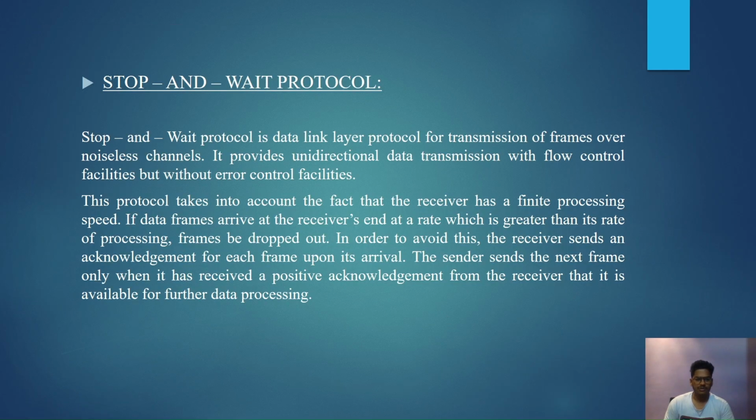So next we have the stop and wait protocol. The stop and wait protocol is a data link layer protocol for transmission of frames over noiseless channels. It provides unidirectional data transmission with flow control facilities but without error control facilities. This protocol takes into account the fact that the receiver has a finite processing speed. If data frames arrive at the receiver end at a rate which is greater than its rate of processing, frames will drop out. In order to avoid this, the sender receives an acknowledgement for each frame upon its arrival. The sender sends the next frame only when it has received a positive acknowledgement from the receiver that it is available for further data processing.